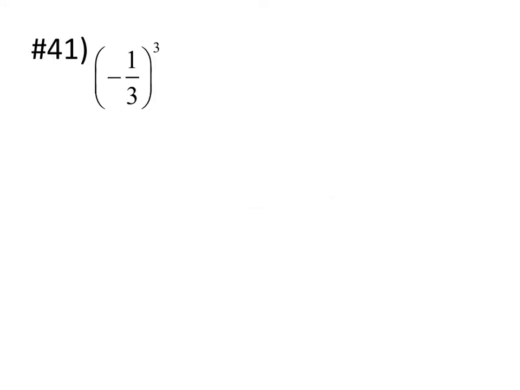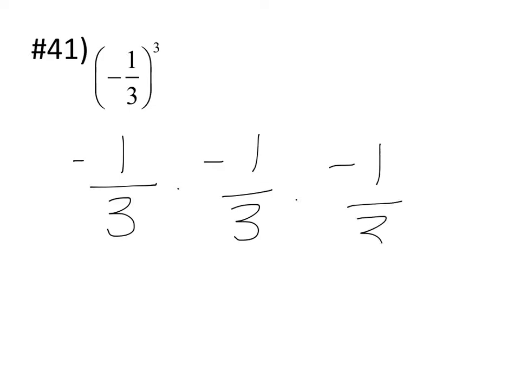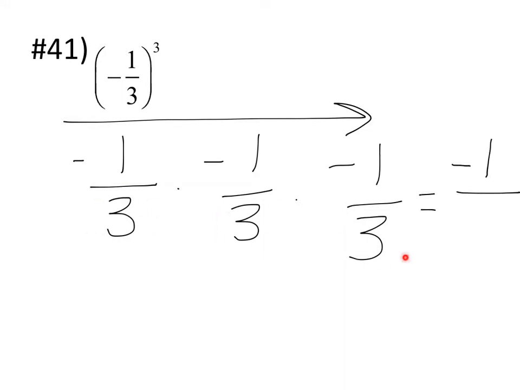Okay. We've got -1/3 cubed, which is -1/3 times -1/3 times -1/3. We know when we multiply fractions, we multiply straight across. So we have -1 times -1 times -1, which ends up being -1, over 3 times 3 times 3, which ends up being 27. So we end up with -1 over 27.